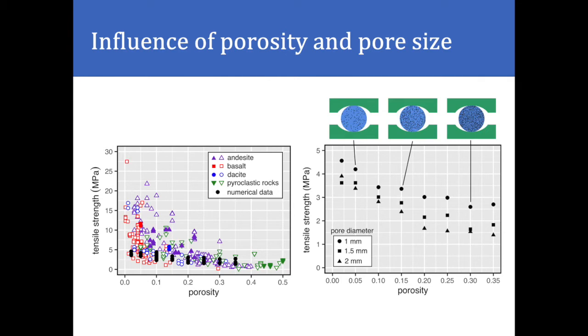The graph on the right shows the influence of pore size. If we look at a constant porosity, we can see that increasing the pore size decreases the tensile strength. For example, at 25% porosity, the tensile strength is reduced from about 3 megapascal to about 1.5 megapascal as the pore size is increased from 1 to 2 millimeters.